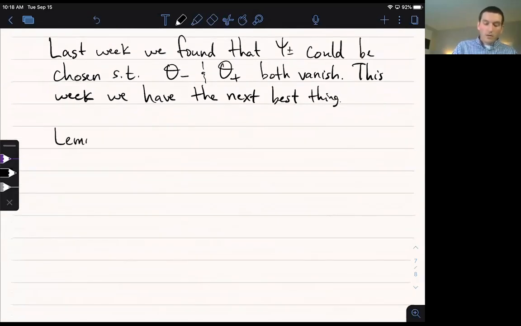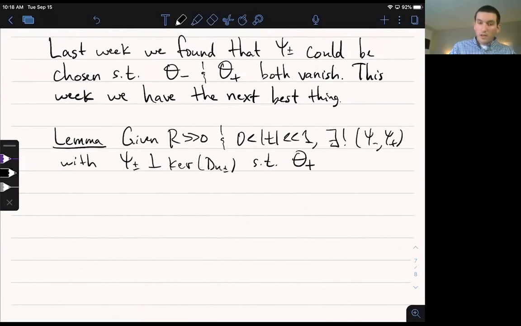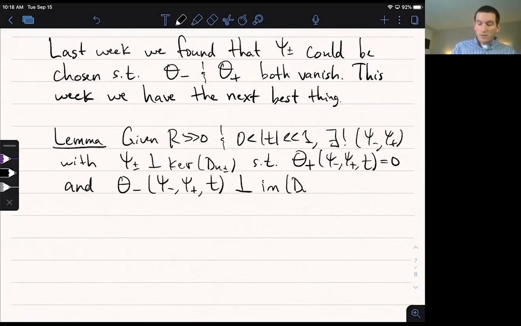So here's our lemma. Once we've chosen R very large and T quite small, there exists a unique choice of psi minus, psi plus, each of these perpendicular to the relevant kernel, such that we can get theta plus to vanish. And we can't get theta minus to vanish, but we can at least get it to live in an appropriate co-kernel. So it'll be perpendicular to the image of du minus.